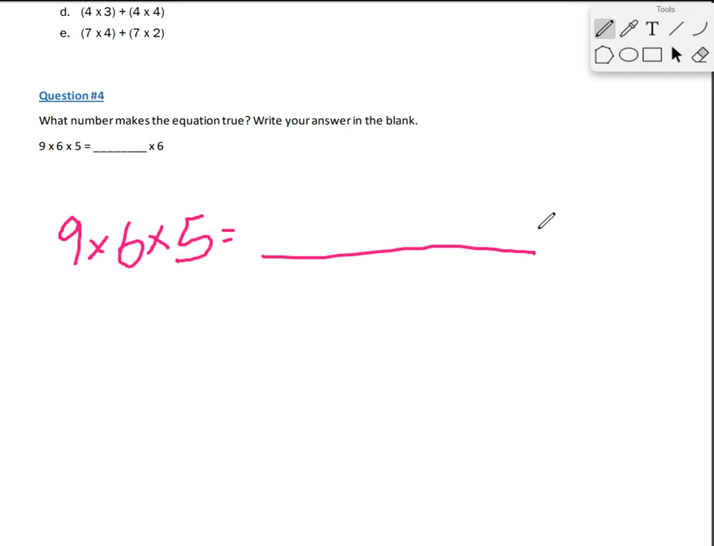And then they take some stuff away and I'm just left with something times 6. So this guy stays and moves over here.